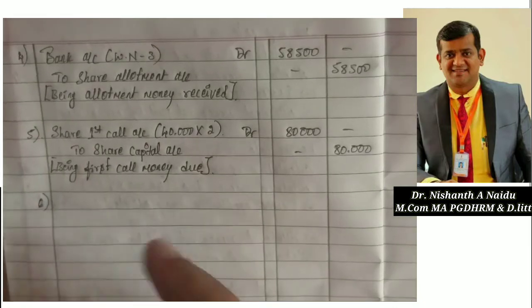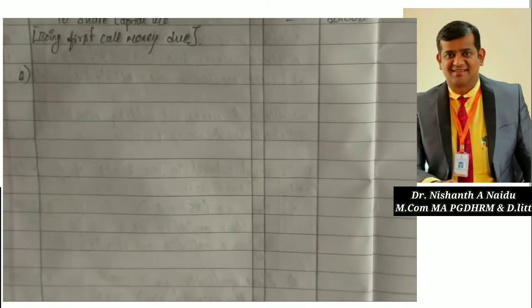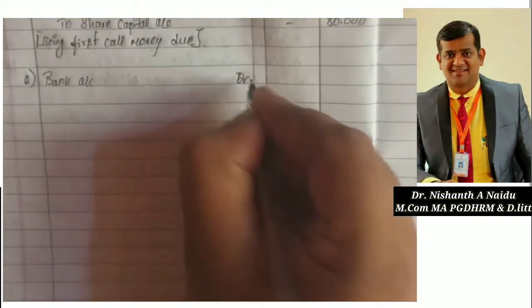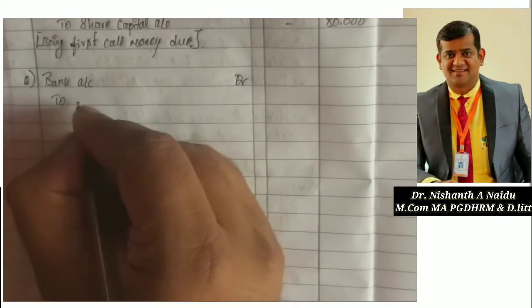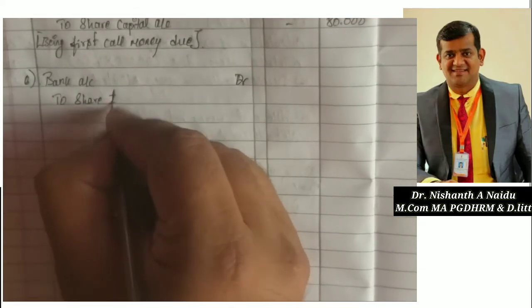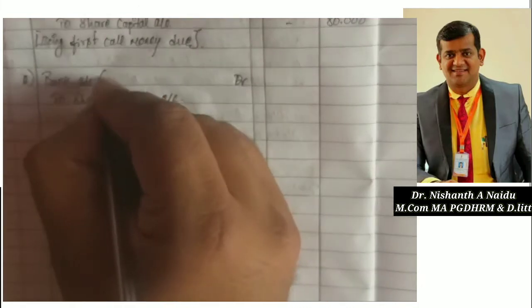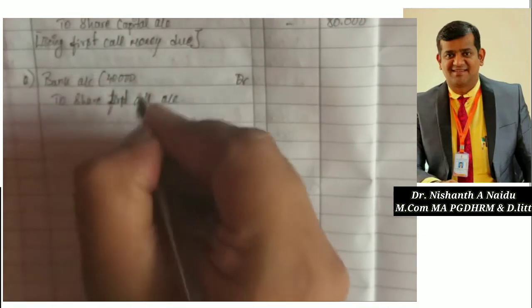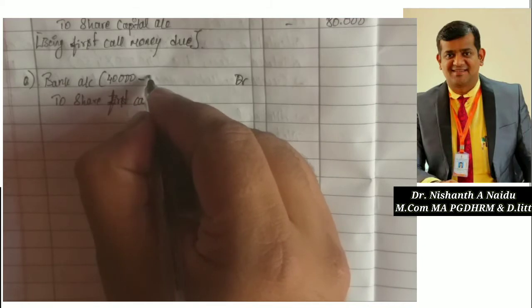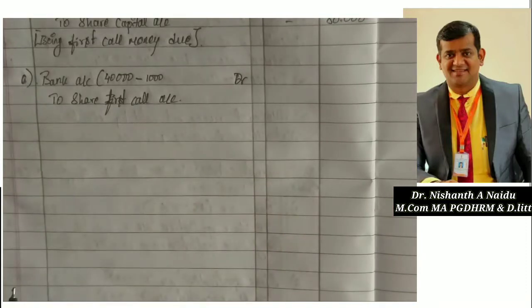Next, moving to the 6th entry. The 6th entry is a receive entry. Okay, so we have to pass the receive entry. A receive entry is always bank account debtor to share first call account. We must receive on 40,000 shares, but Mr. Kumar failed to pay. He is the holder of 1,000 shares. He failed to pay allotment and he failed to pay first call as well.